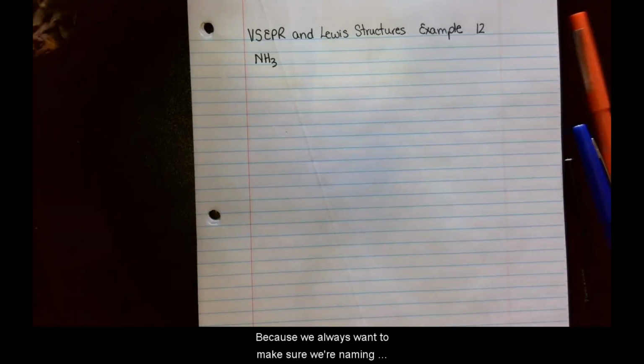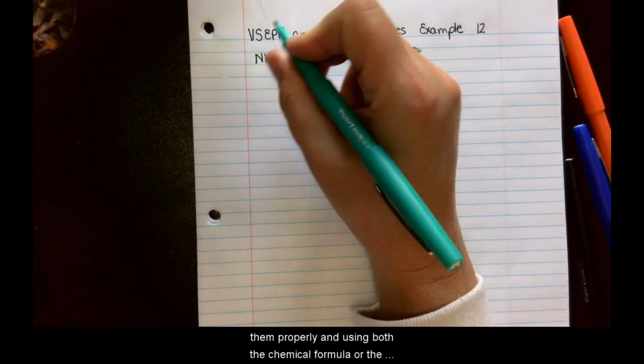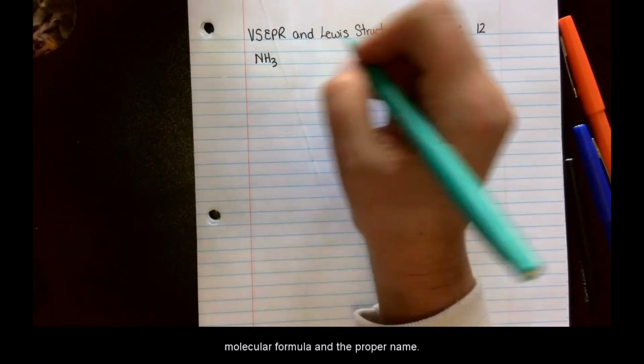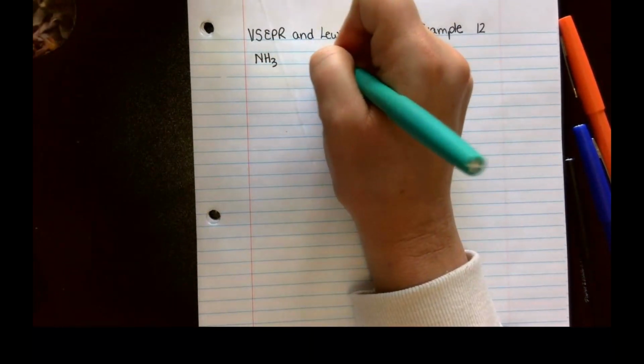This is our 5-minute series, and we're still doing VSEPR and Lewis structures today. This is example 12, and today we're going to be looking at NH₃. This is nitrogen trihydride, because we always want to make sure we're naming them properly and using both the chemical formula or the molecular formula and the proper names.